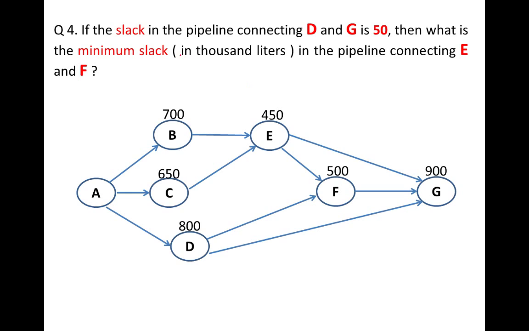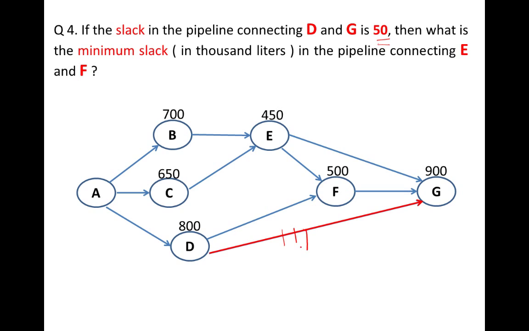And the last question. If the slack in the pipeline connecting D and G is 50, then what is the minimum slack in the pipeline connecting E and F? So slack in which pipeline? Connecting D and G. So let's identify the pipeline connecting D and G. So we are talking about this red one. Here it is said 50 is the slack.